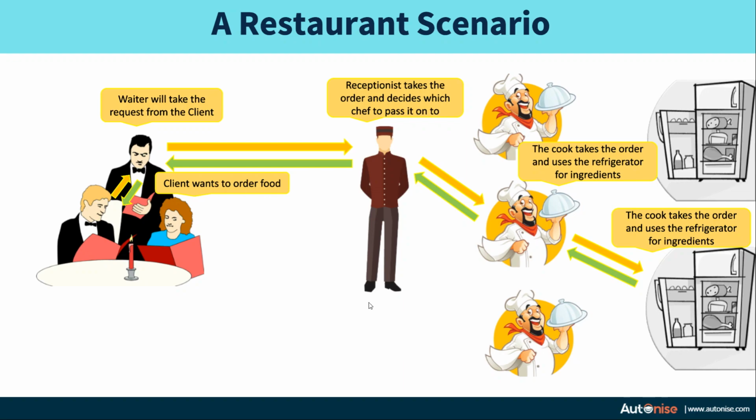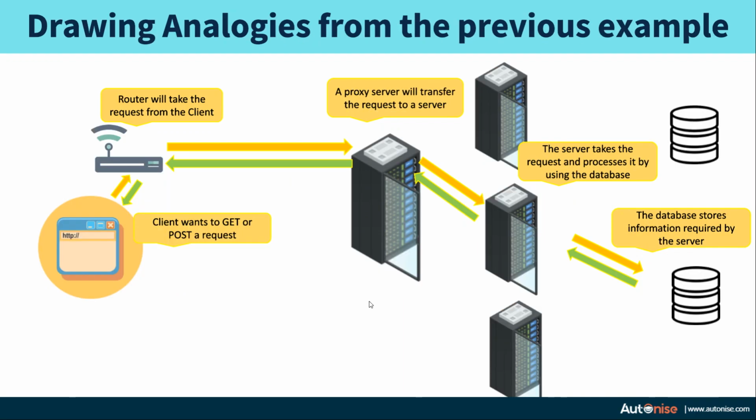Now, why have we covered the restaurant scenario over here? That is because we are going to connect via analogies the restaurant scene and what happens when a client or a browser requests an API. So if we draw some analogies from our previous example, the client becomes our browser. The person who came into the restaurant is actually the browser. And the browser here does not order food, but it orders some request. Let's say I want to get this website.